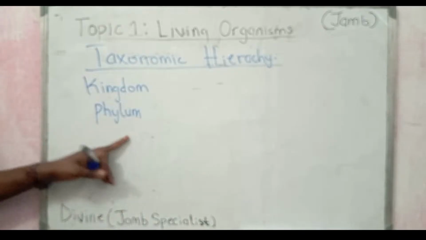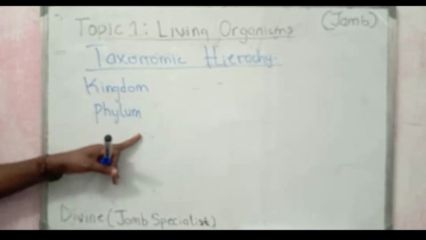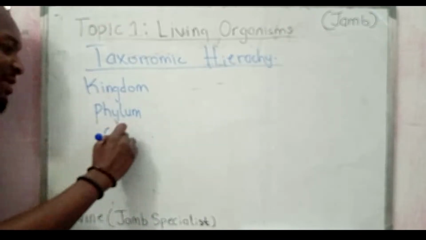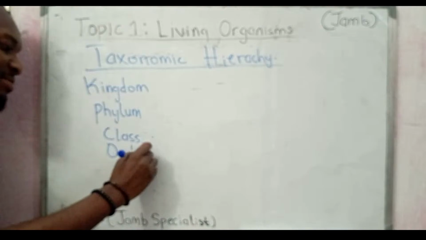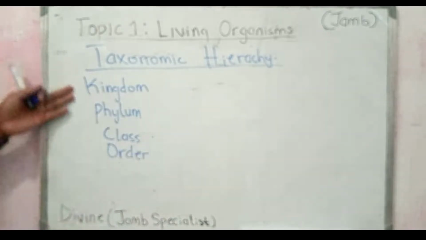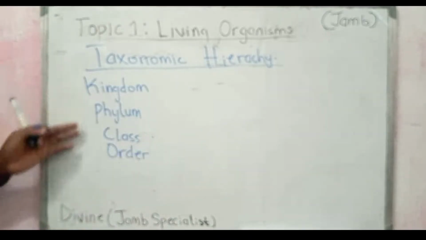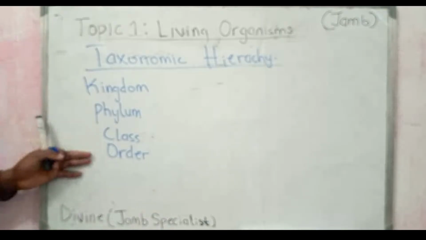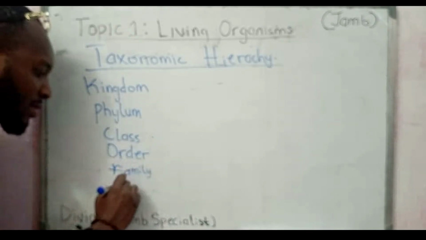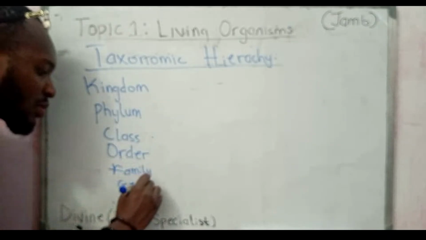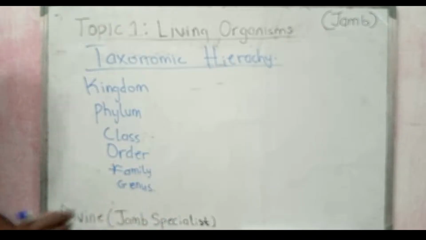Kingdom, phylum, class, order. Please take note of the way it's arranged: kingdom, phylum, class, order, family, genus, and what? Species.